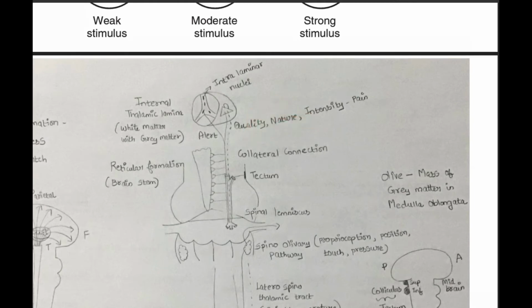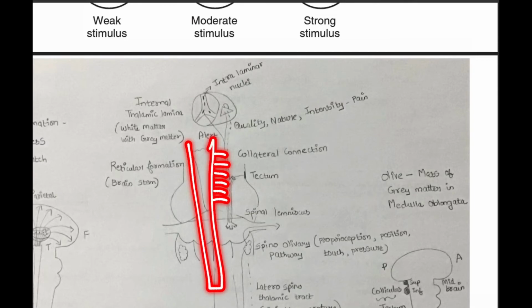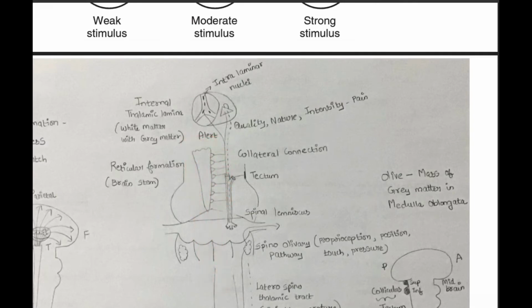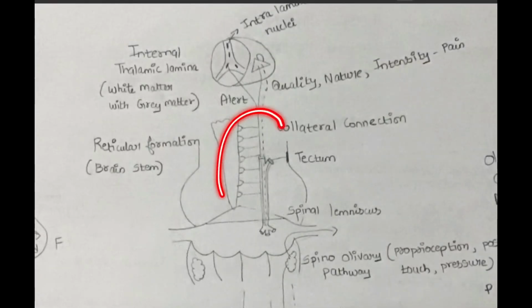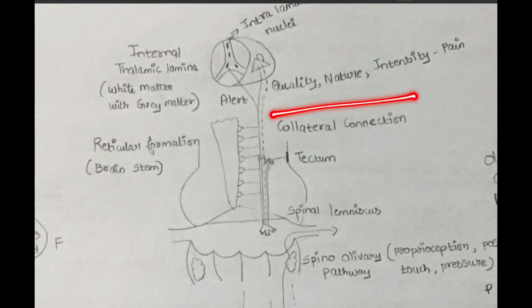While going upwards, these sensory nerve fibers leak some signals to the reticular formation located along the brain stem. You can see this reticular formation throughout the brain stem, and this is known as a collateral connection. We have seen in the previous lectures how this collateral connection plays a role in the activation of respiratory centers, in the regulation of respiration.